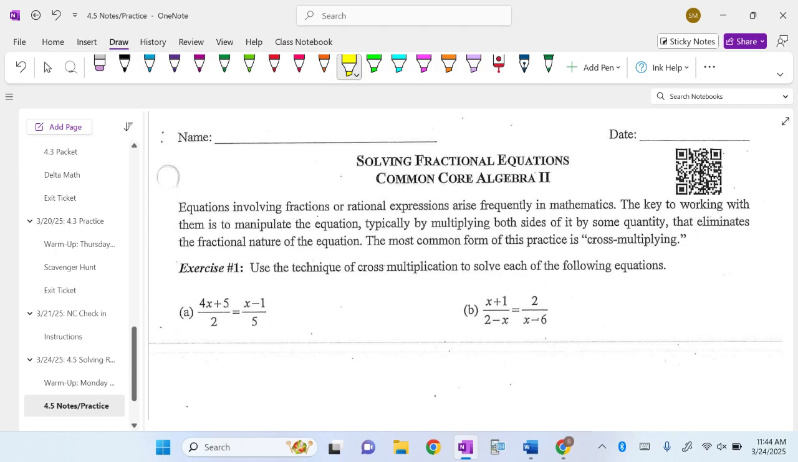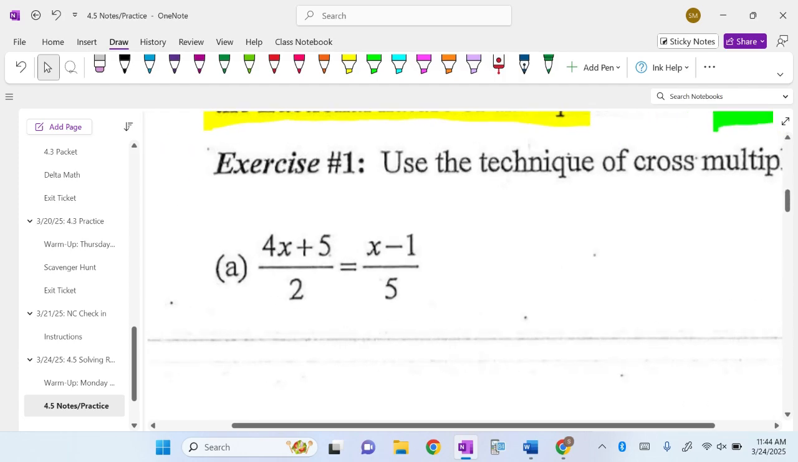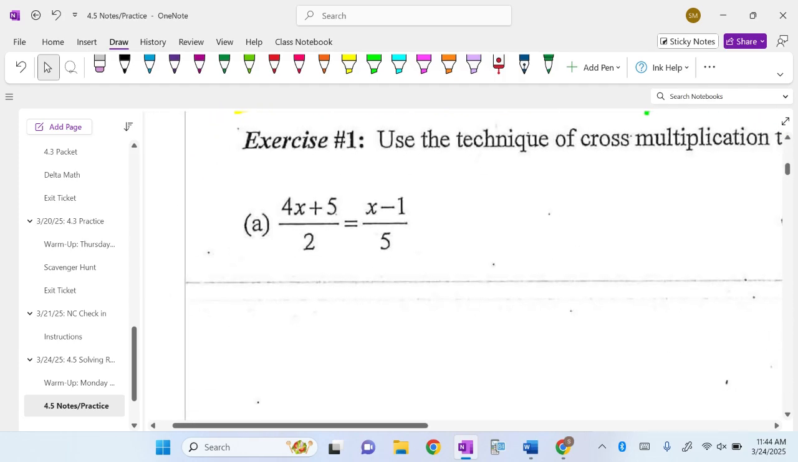So equations involving fractions or rational expressions arise frequently in mathematics. The key to working with them is to manipulate the equation, typically by multiplying both sides by some quantity that eliminates the fraction. Or the most common form is cross multiplying. You guys should be very familiar with cross multiplying. That's usually your answer to everything when I ask you to multiply fractions. Now you actually get to do it. So let's look at exercise 1, part A.